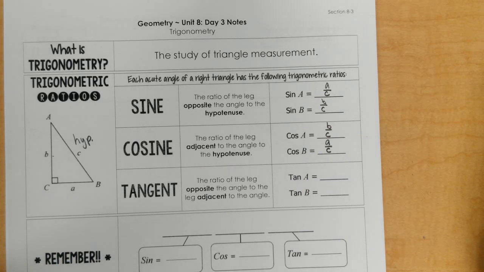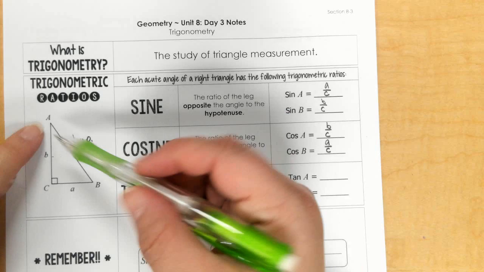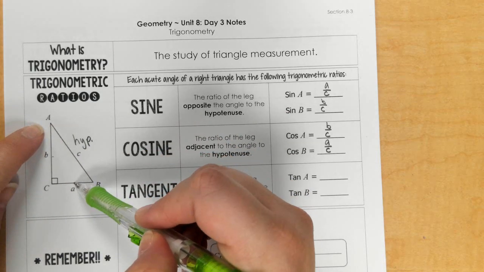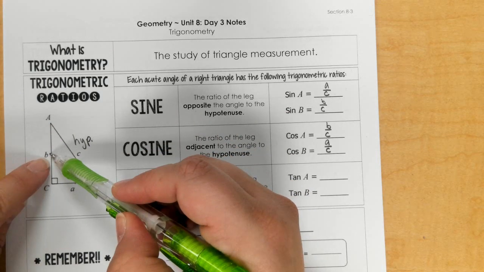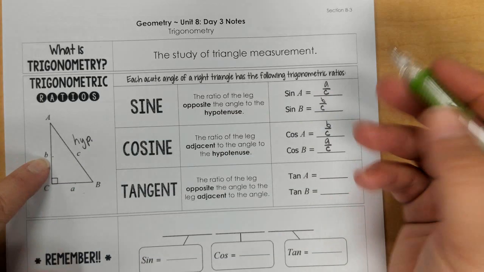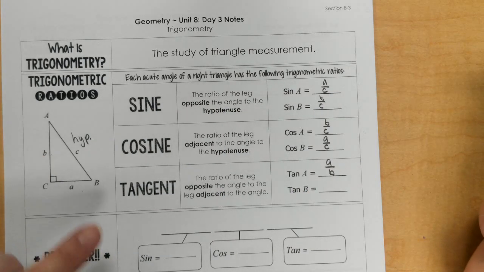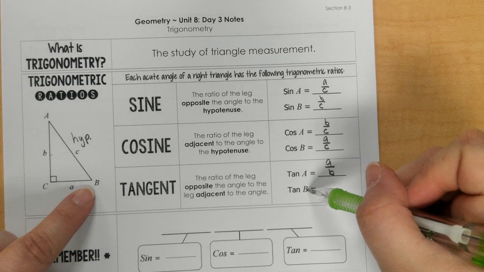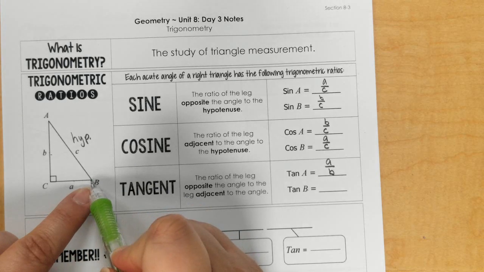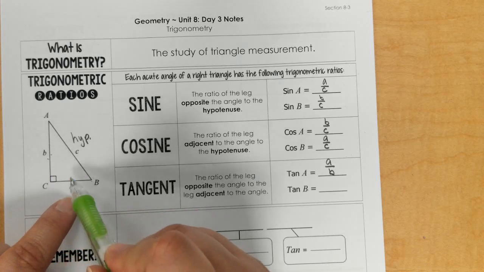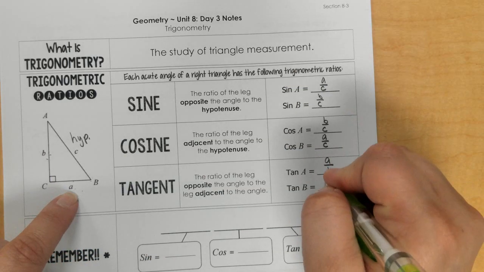For tangent, it's the ratio of the leg opposite the angle to the leg adjacent to the angle. So from A, I'm going to go opposite over adjacent, so a over b. For tangent of angle B, opposite is b over adjacent a, so b over a.